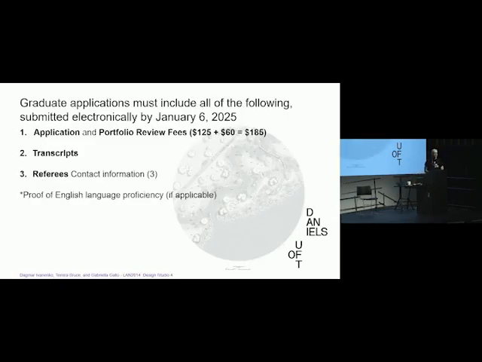So, what January 6th really means is the application and portfolio fees must be submitted. You also must submit transcripts and your referee contact information. That does not mean references have to be submitted by then. That means they need to have their contact information in there when submitting the application. And of course, if you are required to submit proof of English proficiency, that should be done at the time of application too. The application and portfolio fees total about $185. There can be a small service charge, apologies for that, but it is a total of about $185.